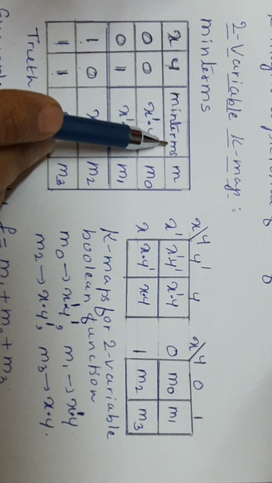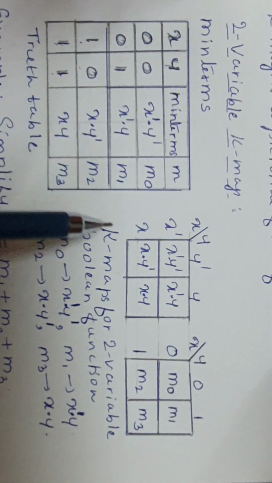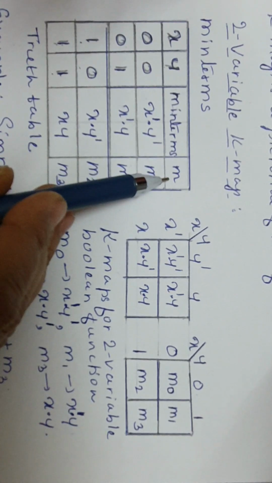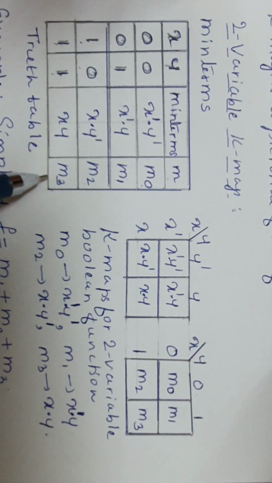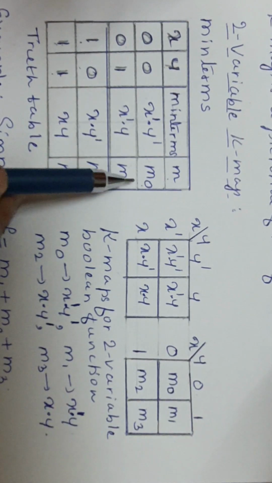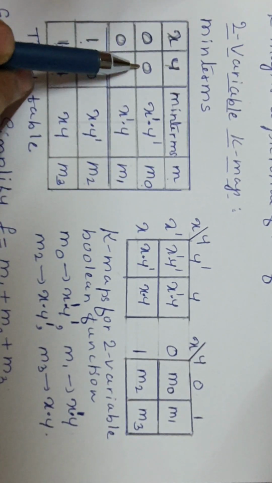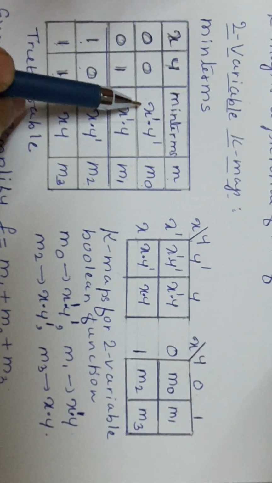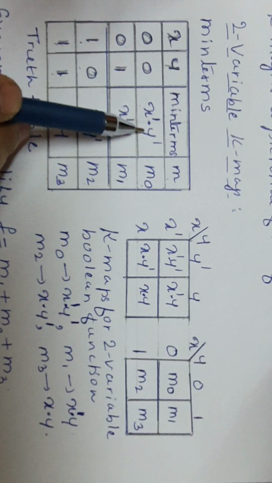Then what is a min term here? Four combinations means four min terms we can have. Min term is represented by small m. So min term 0, m0, m1, m2, m3. What are these? m0 means both the variables are 0. When x is 0, it is represented as x dash. When y is 0, it is represented as y dash.